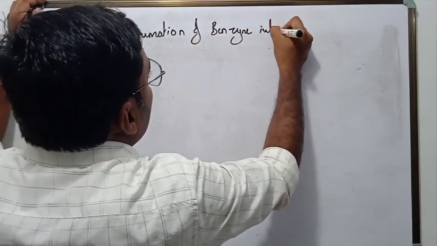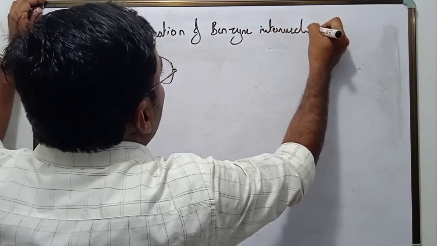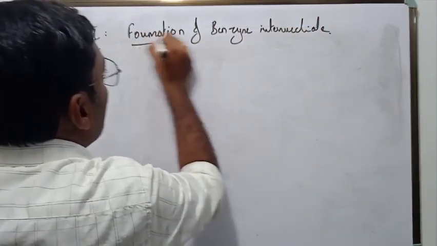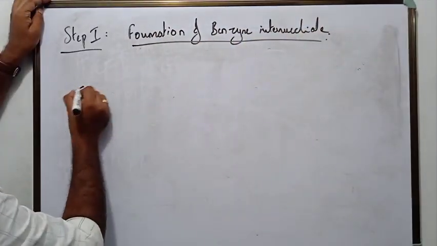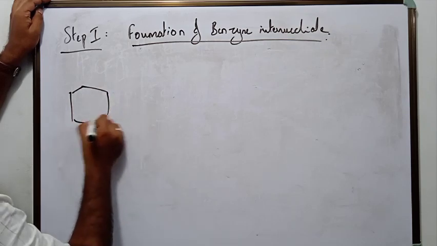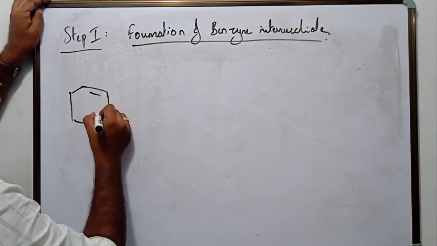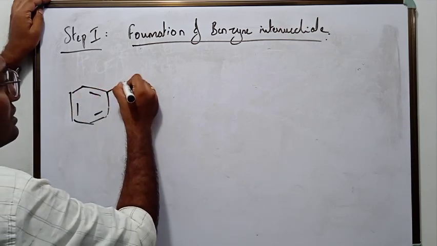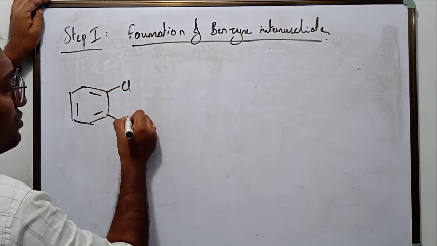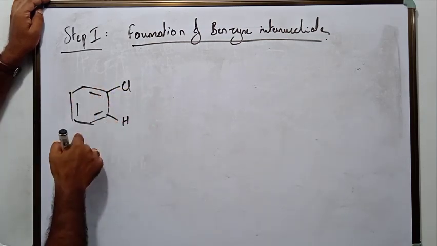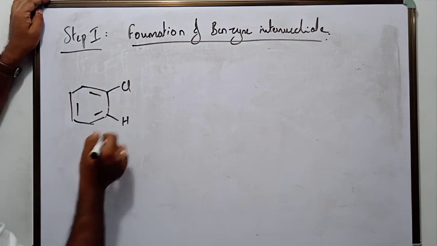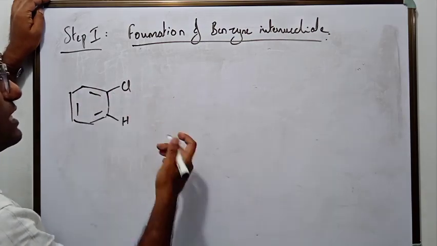Let us see how benzyne intermediate is formed. So we have got the chlorobenzene like this, right? So this is chlorobenzene. Here also there is H. Actually everyone is having H. All carbon atoms are having H. I am writing the H here so as to understand the mechanism.